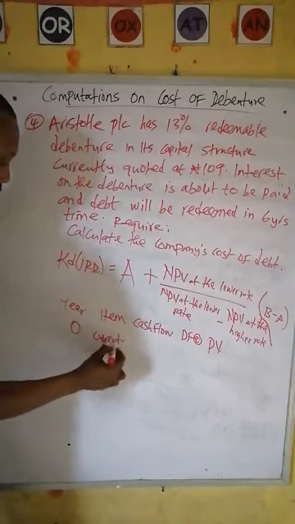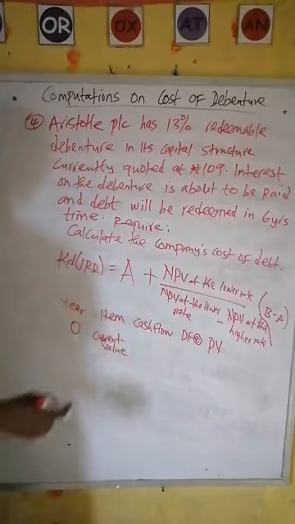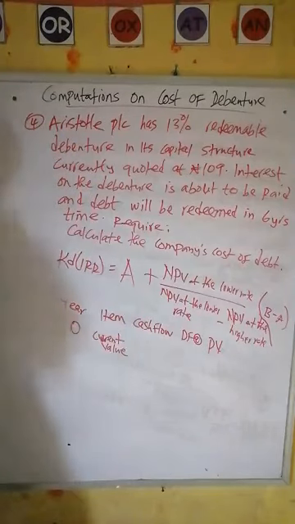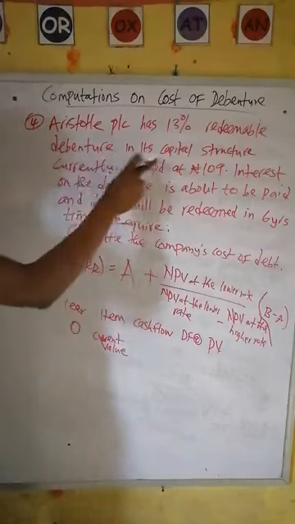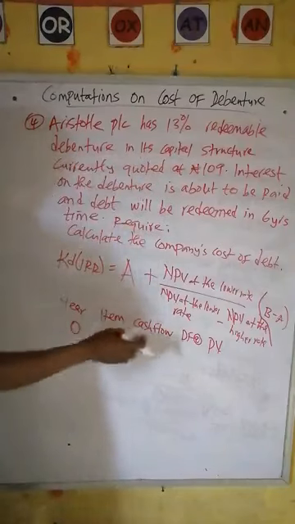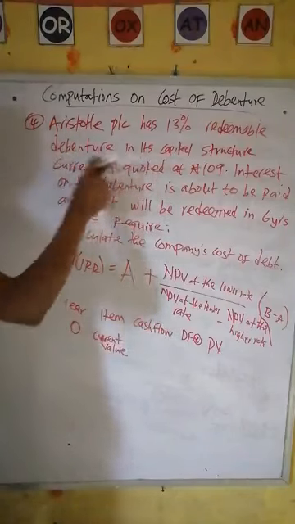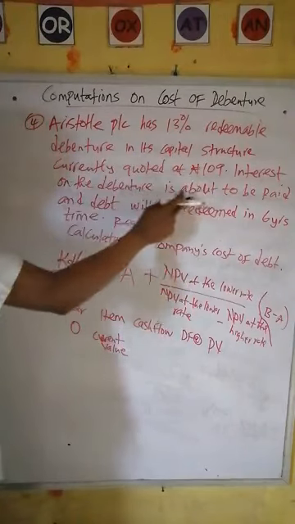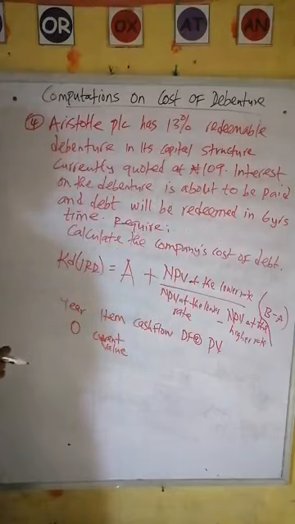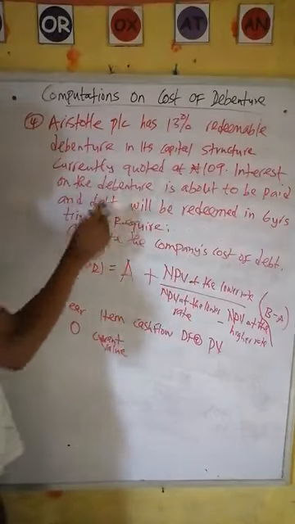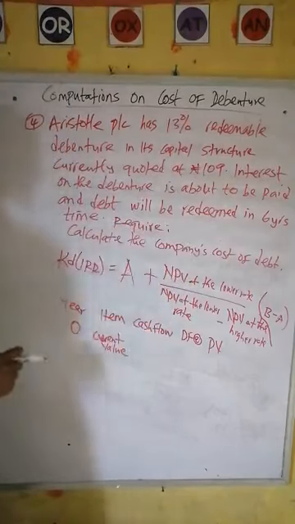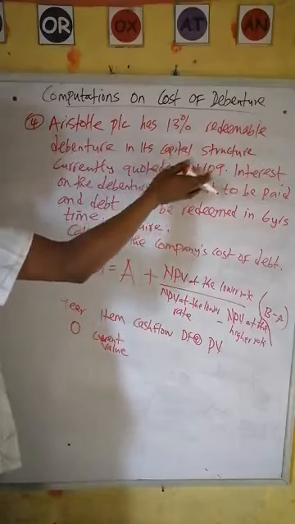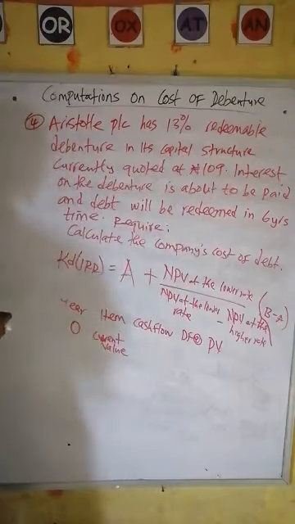So what is the cash flow? That is the price then, the price at which you bought it. Now look at it. So what value are we going to have here? The company is currently quoted at 1 naira. Interest on the debenture is about to be paid. When you bought this debenture, the company was about to pay the interest on the debenture.